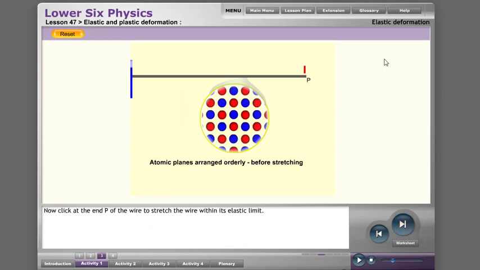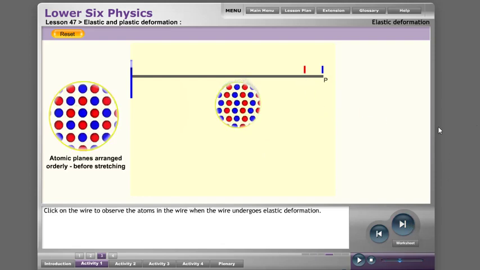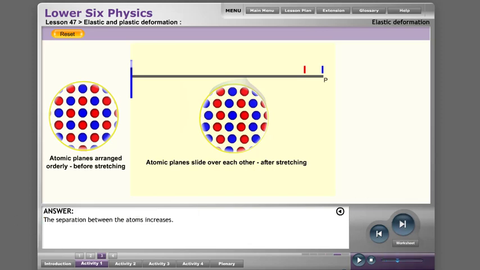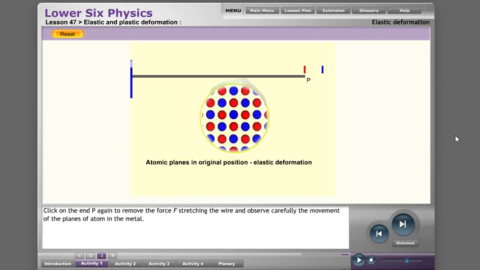Now, click at the end P of the wire to stretch the wire within its elastic limit. Click on the wire to observe the atoms in the wire when the wire undergoes elastic deformation. What happens to the atoms when the wire is stretched? Answer: the separation between the atoms increases. Click on the end P again to remove the force F, stretching the wire, and observe carefully the movement of the planes of atoms in the metal.